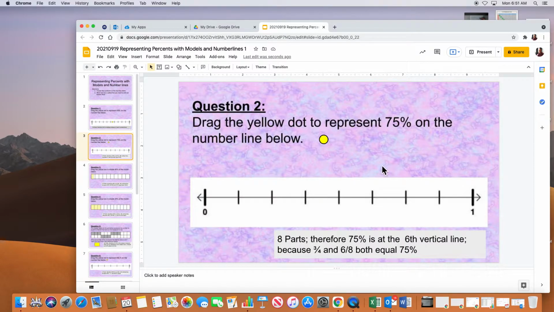On this one, the 75%, because there are 8 parts, counted 8, and that is equal to 3/4. 3/4 is also 6/8. So we just go over here and put it right here.